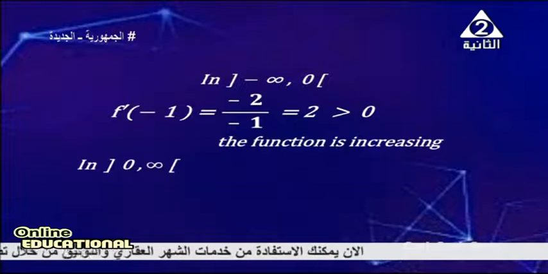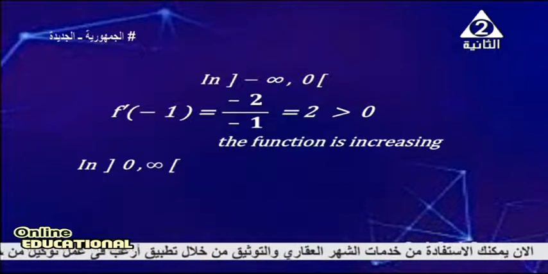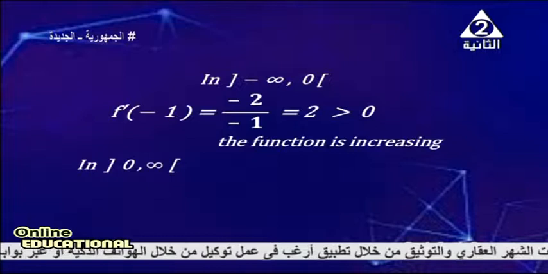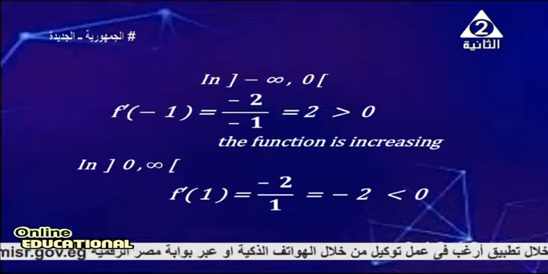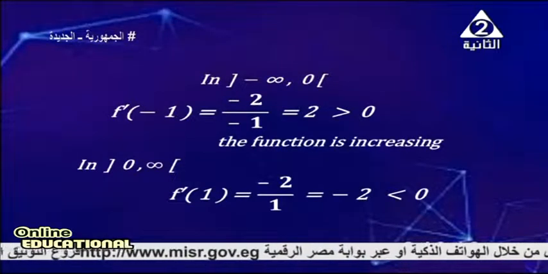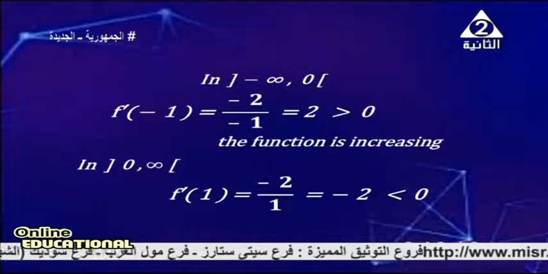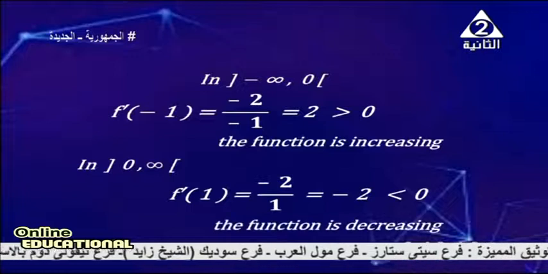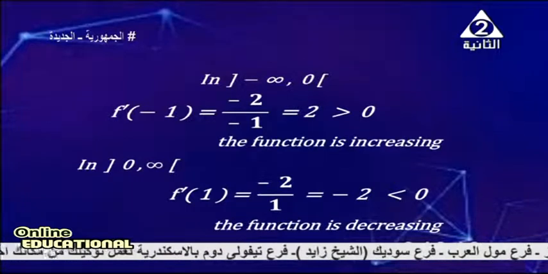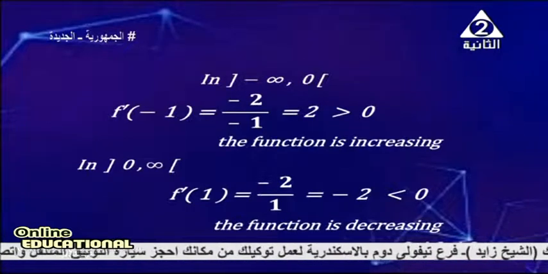In the open interval 0 to infinity, we can choose a number like 1, then f'(1) equals negative 2 over 1 equals negative 2, which is smaller than 0, a negative number. Then the function is decreasing in this interval. Next example.